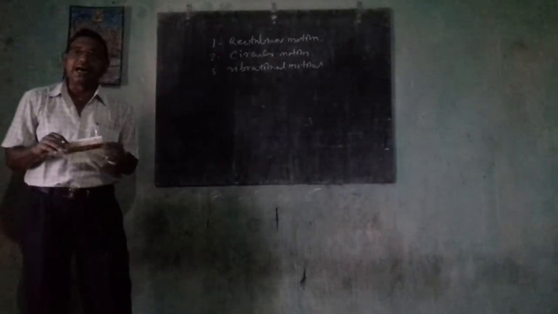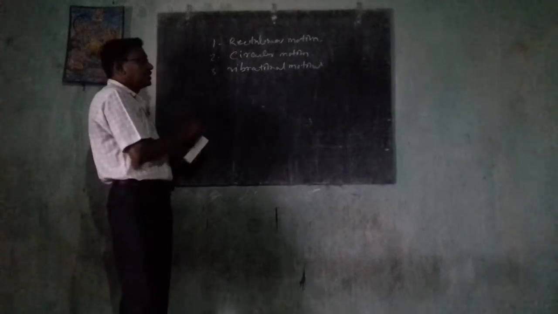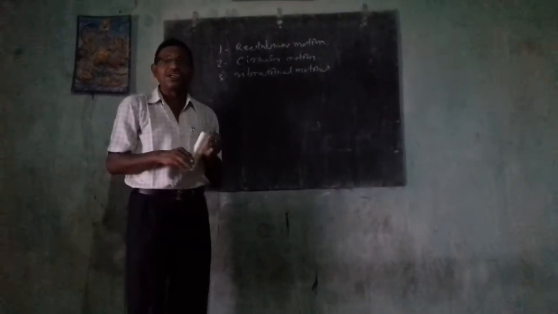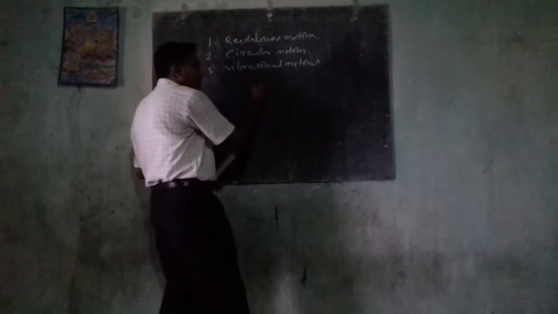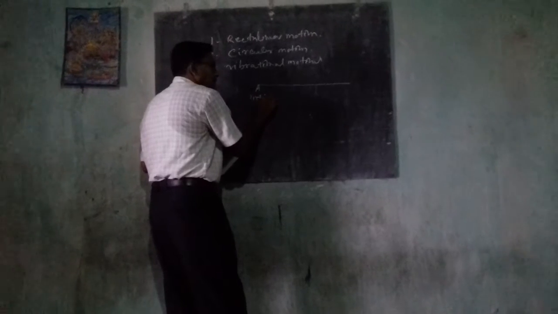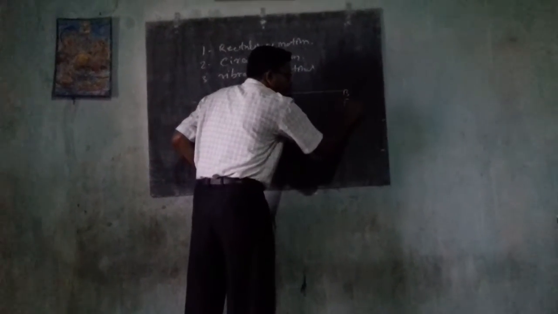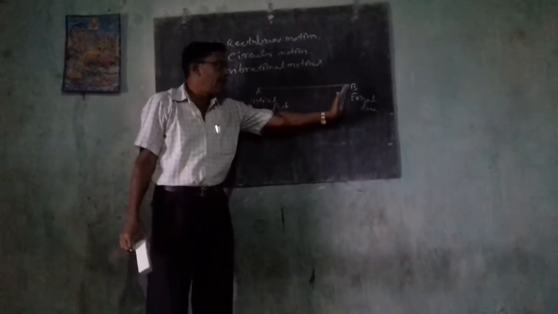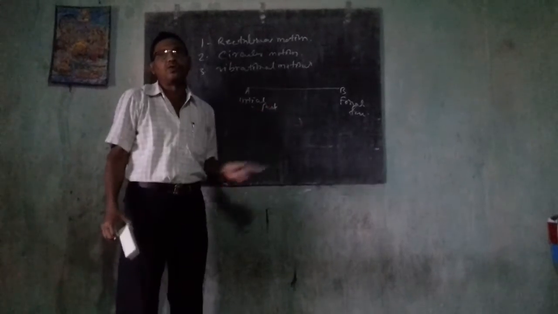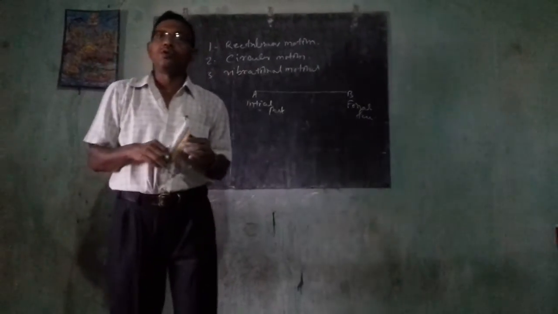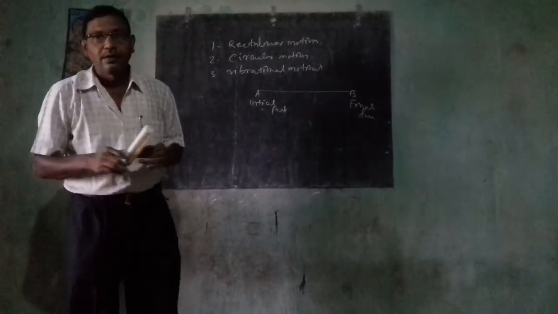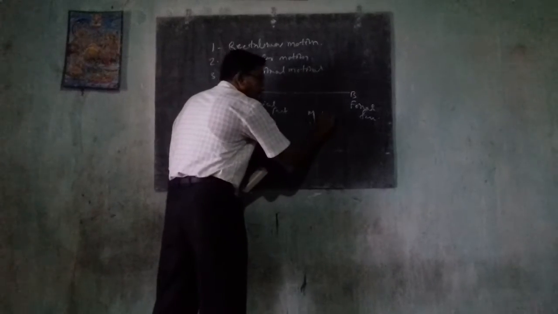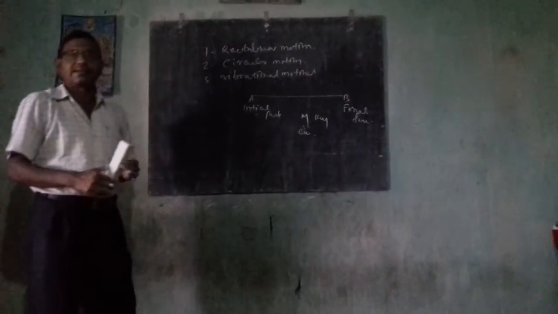Now, what is distance? Distance means the measurement between the initial point and the final point. Suppose A is the initial point and B is the final point. The measurement between the two points, one initial and another final, this difference between the two points is known as distance. So distance we always measure as positive. Distance is never negative or zero. Distance can be measured in meter, kilometer, centimeter. These are the SI units of distance.